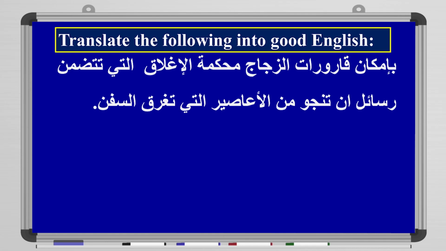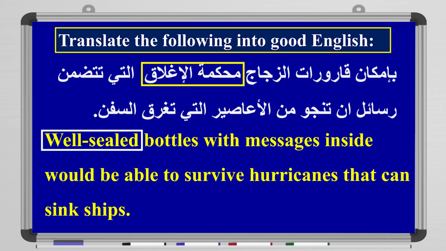Now, reading this sentence might seem a little bit challenging, but paying attention to the keywords will make it easy to translate. Well-sealed bottles with messages inside would be able to survive hurricanes that can sink ships. It's very clear and very easy. The Arabic phrase for well-sealed will be translated as well-sealed. You see? Now, other sentence.